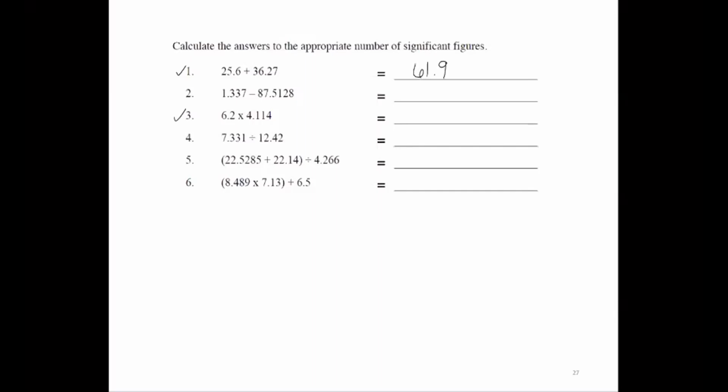Let's do number 3. Take a moment, put it in the calculator, put it in the chat. 6.2 times 4.114. 6.2 times 4.114.